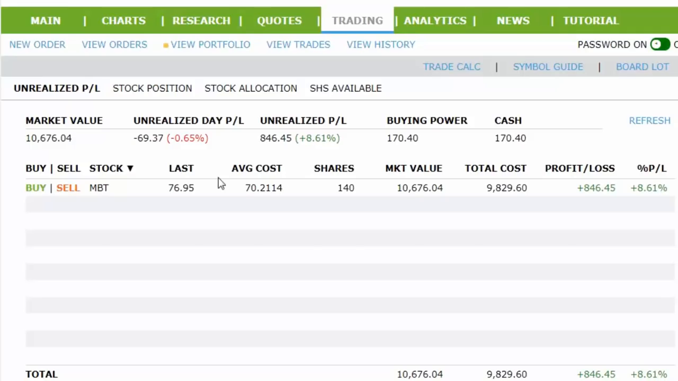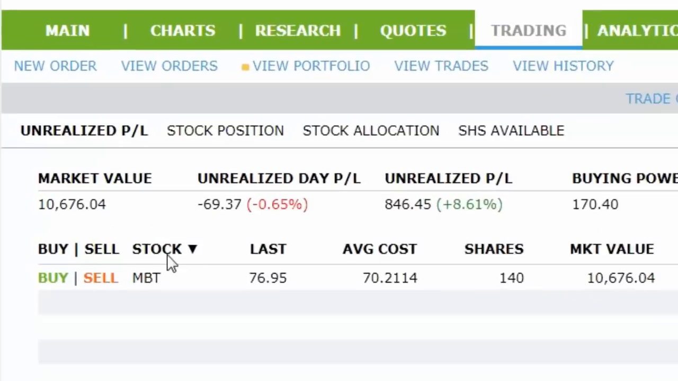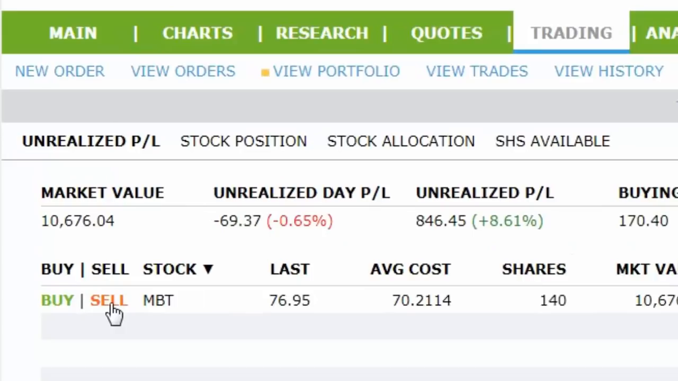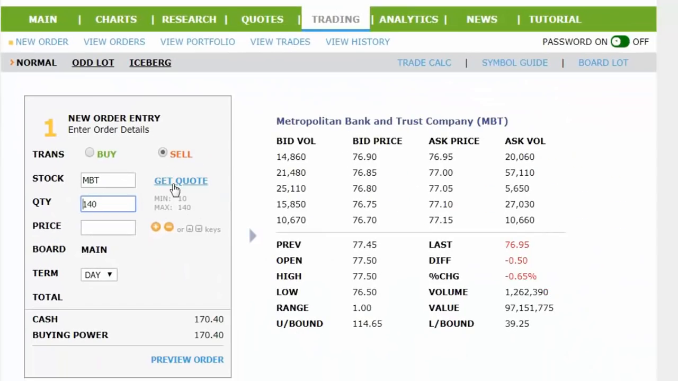But just so you would see how to put a sell order, kung may experience na kayo ng buy order, then it's just the same, no? From my portfolio, I can sell it right away by clicking sell. Okay, and this is now the quotation of Metrobank. And the current price is 76.95. So I would still select sell.